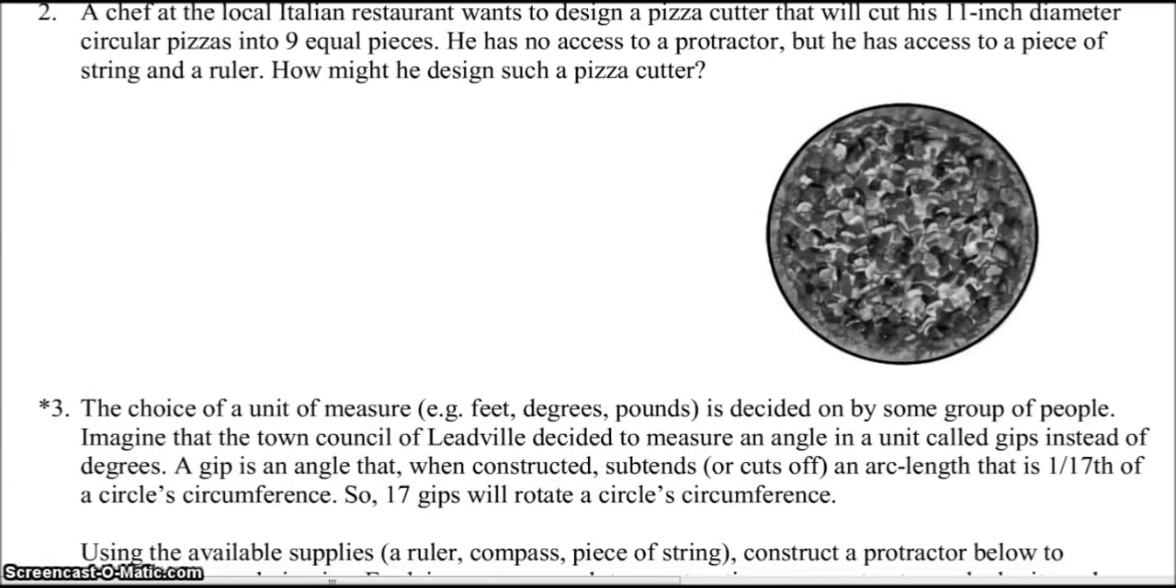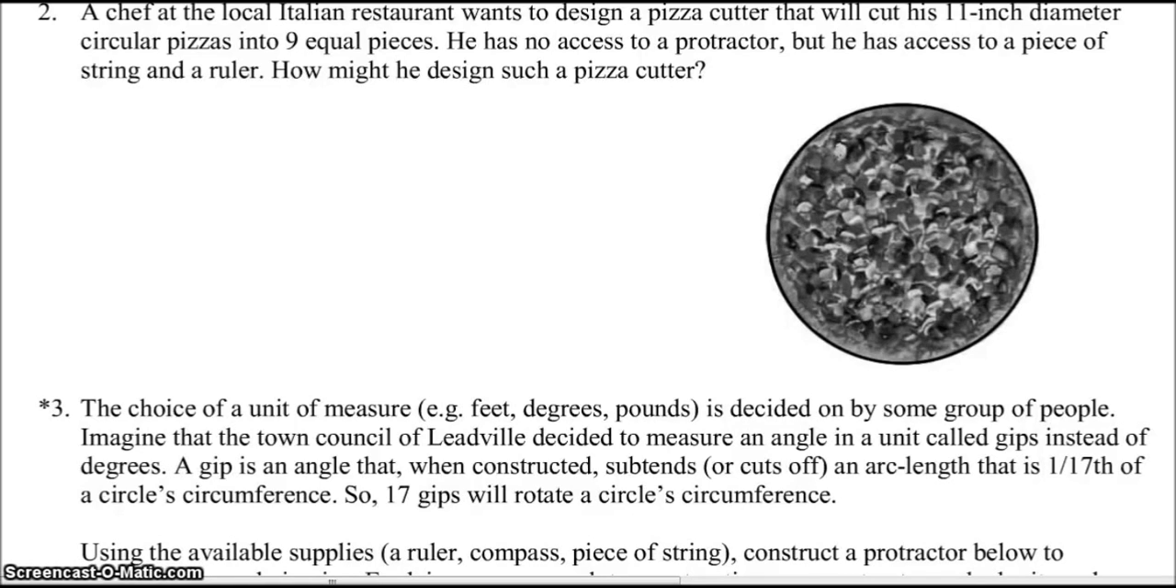A chef at a local Italian restaurant wants to design a pizza cutter that will cut his 11-inch diameter circular pizza into 9 equal pieces. He has no access to a protractor, but he has access to a piece of string and a ruler. How might he design such a pizza cutter?